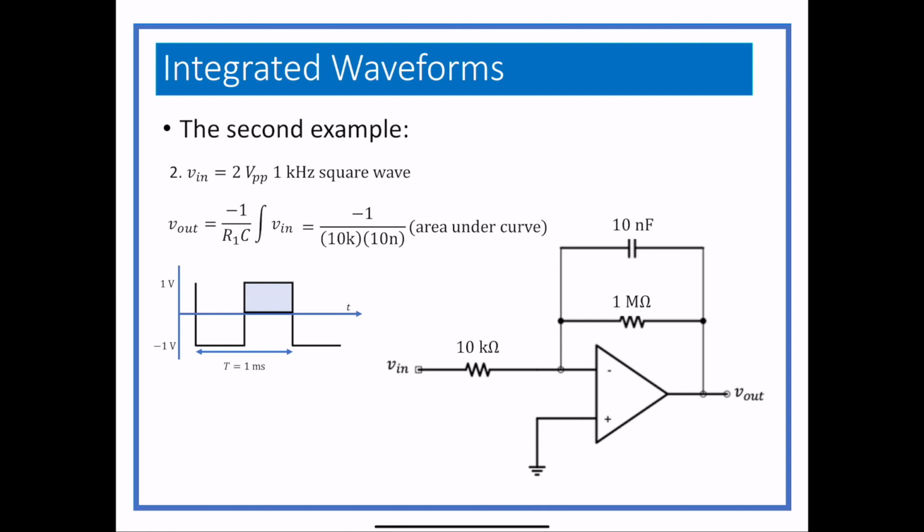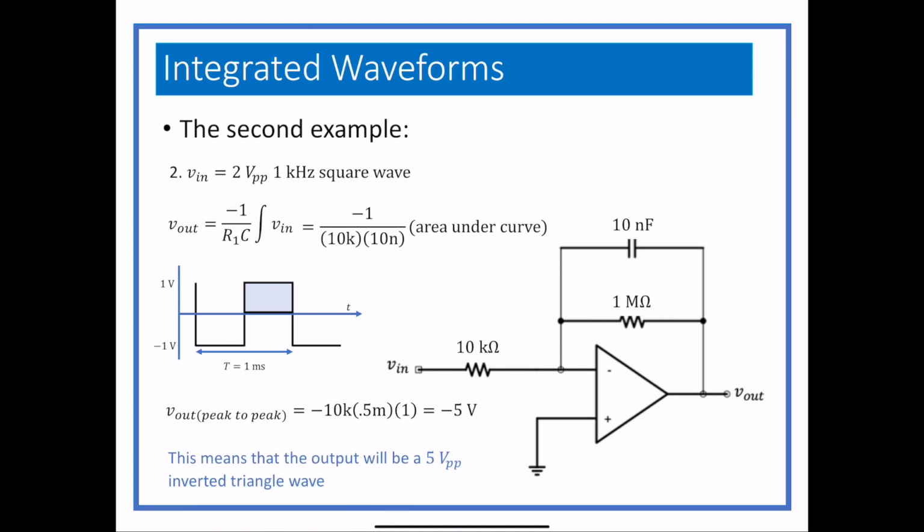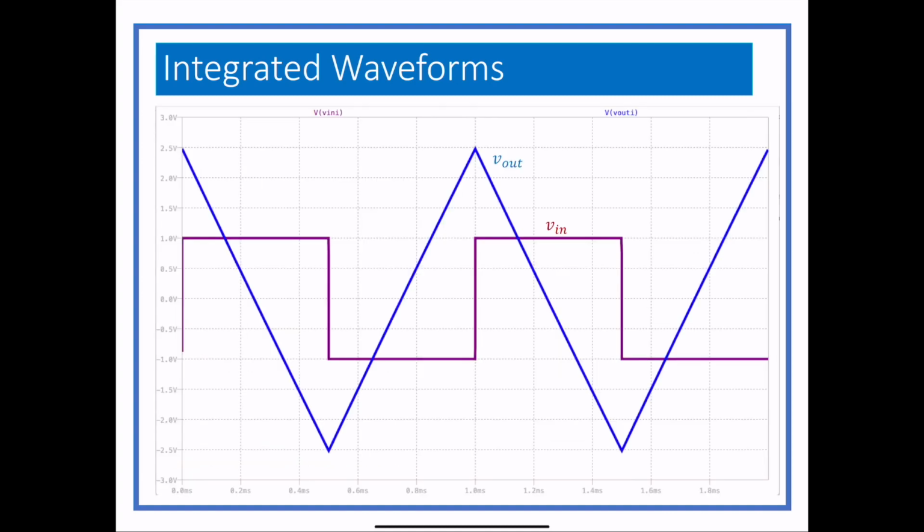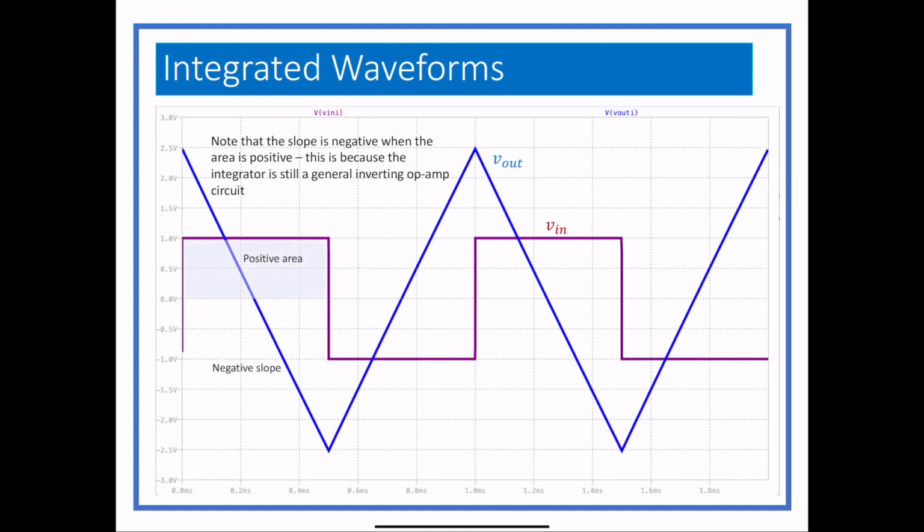And other than that, we just multiply together, and we take the negative and we multiply, and we get minus 5 volts as the output. And what this means is this will be a 5 volt peak to peak inverted triangle wave out. That's what we expect. And when we go through and look at that, that is actually what we get. And you'll notice that the positive part results in a negative slope, and that's because of the inverting nature of the amplifier, and vice versa. Other than that, this is working exactly as it should.